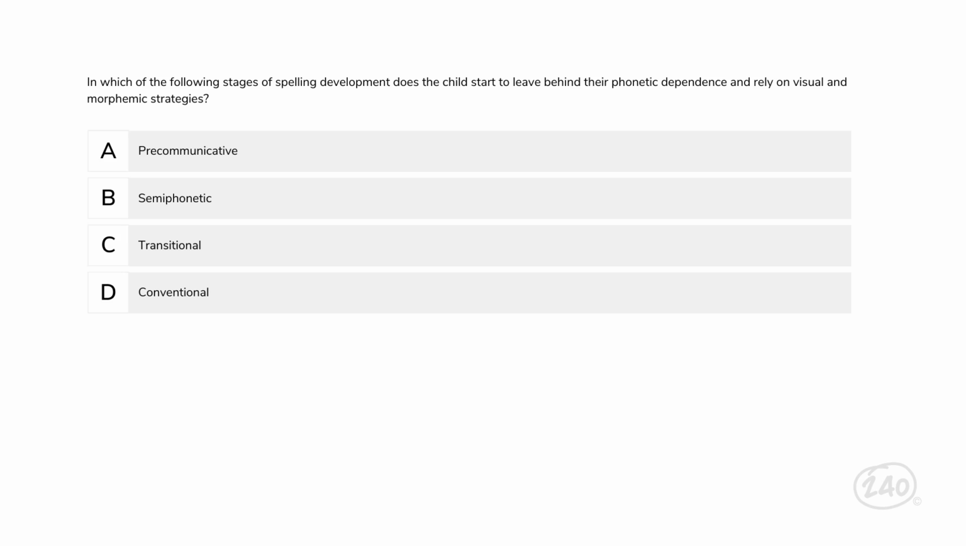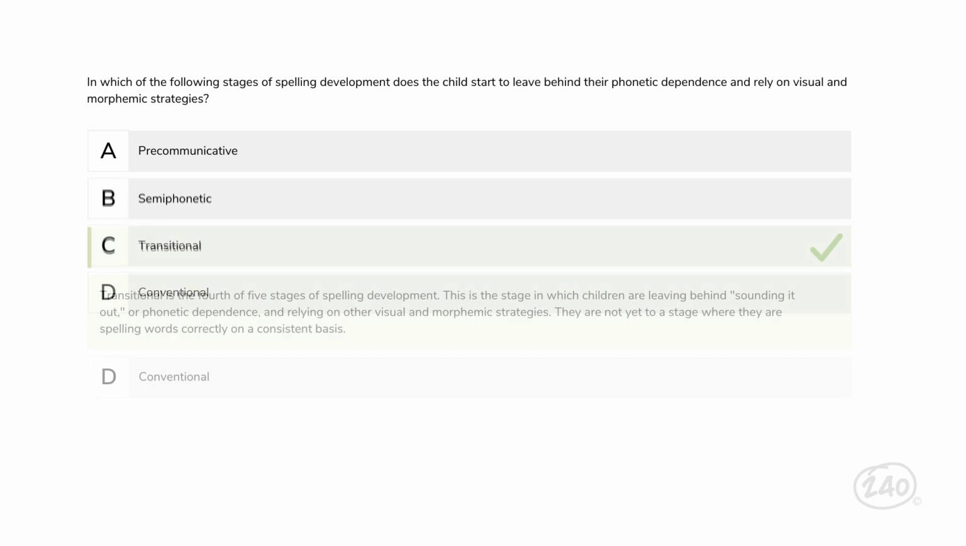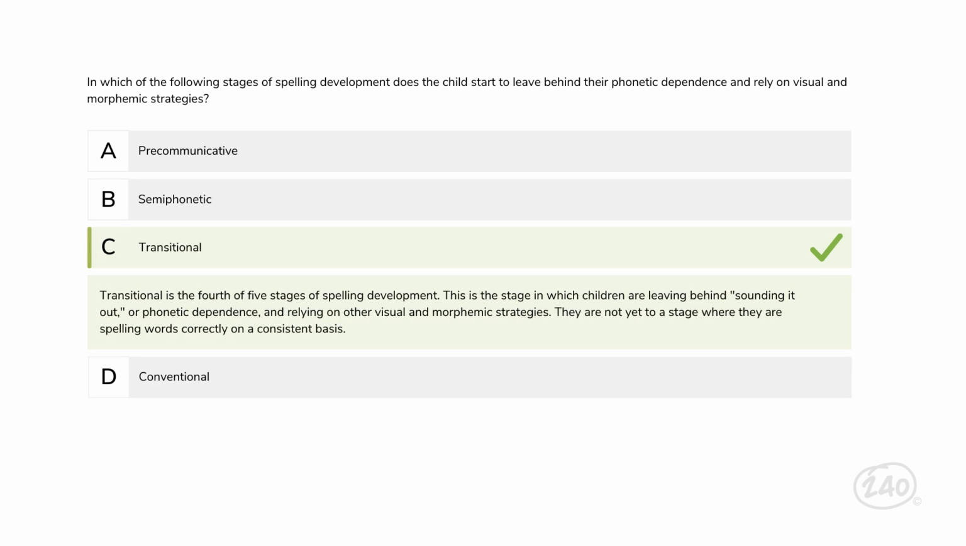Now, on to questions. Remember back in category 1, I told you about the stages of spelling development? Let's look at how that can be reflected in a question. In which of the following stages of spelling development does the child start to leave behind their phonetic dependence and rely on visual and morphemic strategies? Pre-communicative, semi-phonetic, transitional, or conventional? Students stop depending on sounding it out or phonetic dependence in the transitional phase. It's then that they start relying on other visual and morphemic strategies.